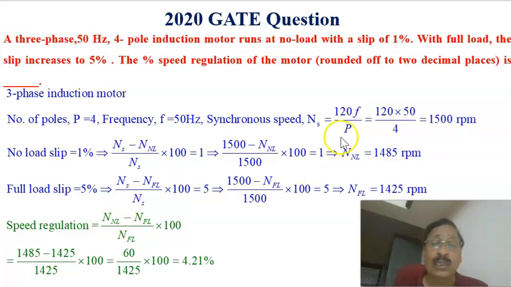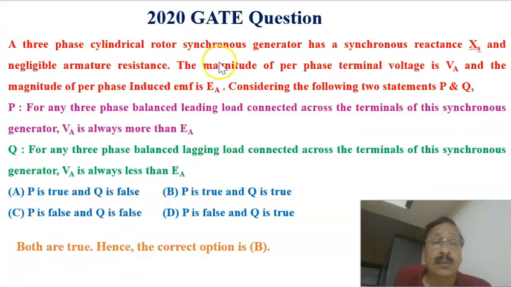Therefore, N at no load equal to 1485 minus N at full load equal to 1425, divided by the full load speed 1425 into 100, which is equal to 60 divided by 1425 into 100, which is equal to 4.21%. Therefore, the answer is 4.21%.